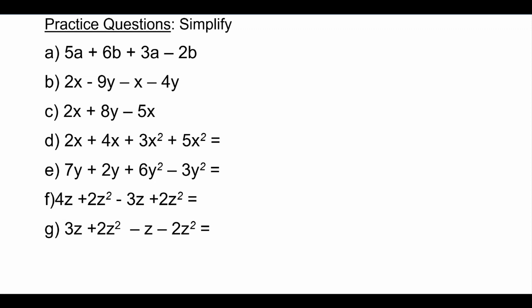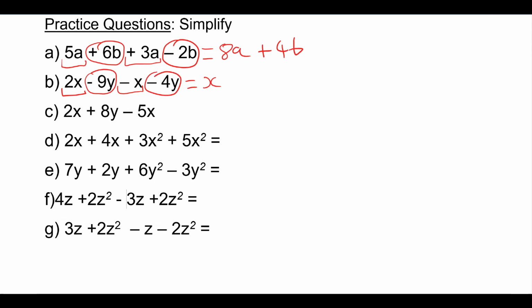Here are the answers. In the first question, I have 5a plus 3a is 8a. 6b take away 2b is 4b, so I have 8a plus 4b. Secondly, I have 2x take away x, which is 1x, or just x. Minus 9y take away 4y is minus 13y. Next, 2x take away 5x, that's minus 3x plus 8y, which again you could consider to be 8y take away 3x.